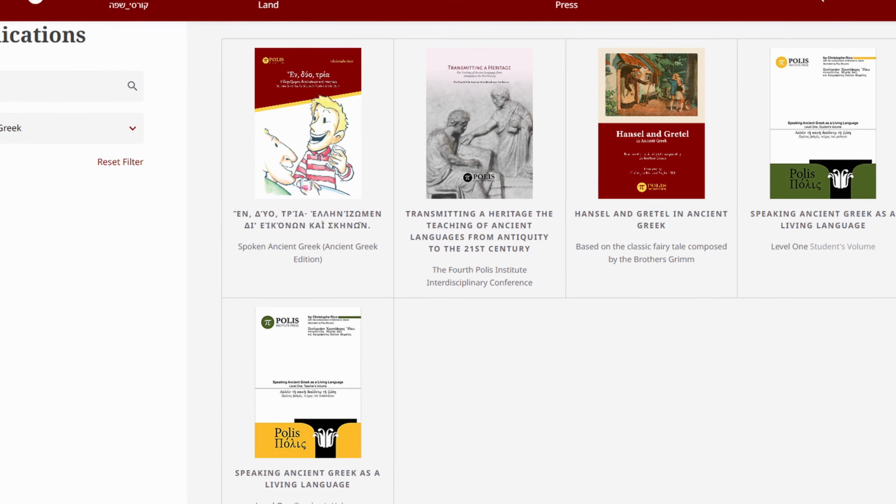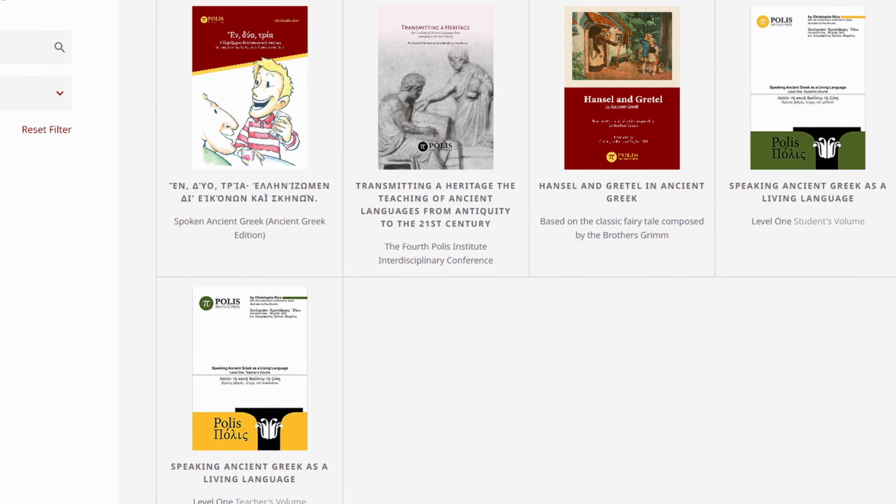The key difference is that Polis has also published multiple books for learning and teaching ancient Greek. For example, they have their 2-volume Speaking Ancient Greek as a Living Language text, one volume being for students and the other for teachers. Apart from this, I'm not very privy to the precise differences between the Ancient Language Institute and the Polis Institute with respect to their teaching methods in their courses, so I'll largely leave that to the interested viewer to discern for themselves.